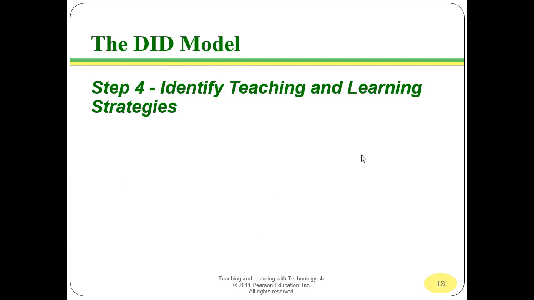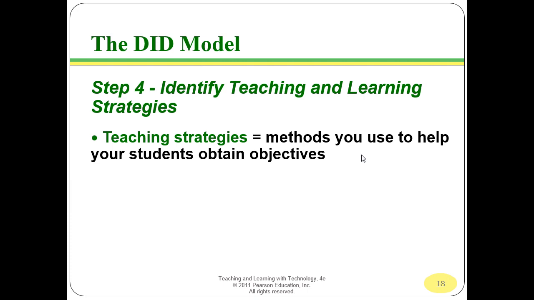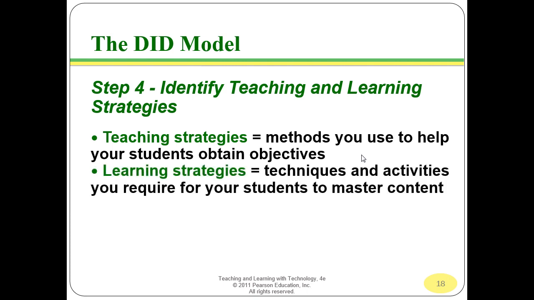Then step 4, identify teaching and learning strategies. Teaching strategies are the methods that you're going to use to help your students obtain those learning objectives. Now, your learning strategies are the techniques and activities you require for your students to master their content. So teaching strategies deal with you and me. What are you and I going to do to present the information? Are we going to need to teach? Is a student going to need to read? That can vary. But then the learning strategies is basically what the student is going to do.